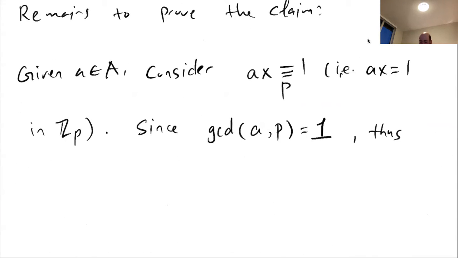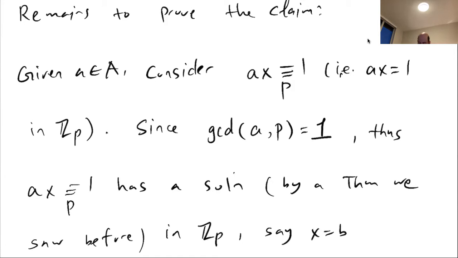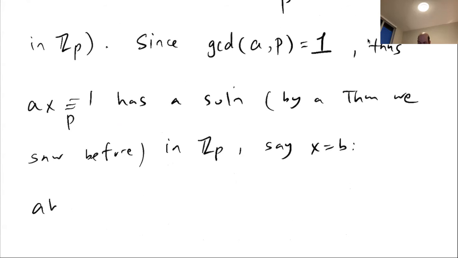Thus AX congruent 1 mod P has a solution by a theorem we saw before. Do you remember we derived a criteria that determined when AX equals 1 mod M has a solution and when it does not? If the GCD of A and M is 1, then it has a solution. Previously we said M, but here our M is P. So it has a solution in ZP, say X equals B. So AB equals 1 in ZP.